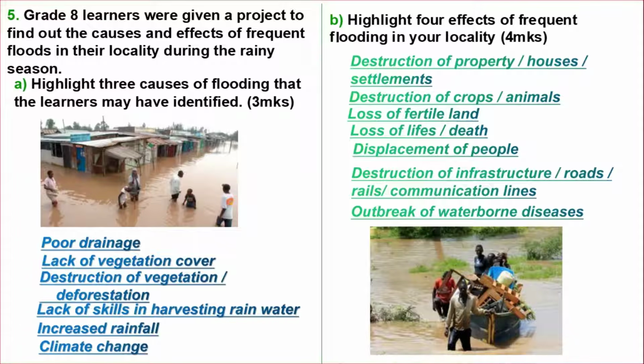So the effects of frequent flooding in your locality: destruction of property, destruction of crops, loss of fertile land, loss of lives, displacement of people, destruction of infrastructure, and outbreak of waterborne diseases.